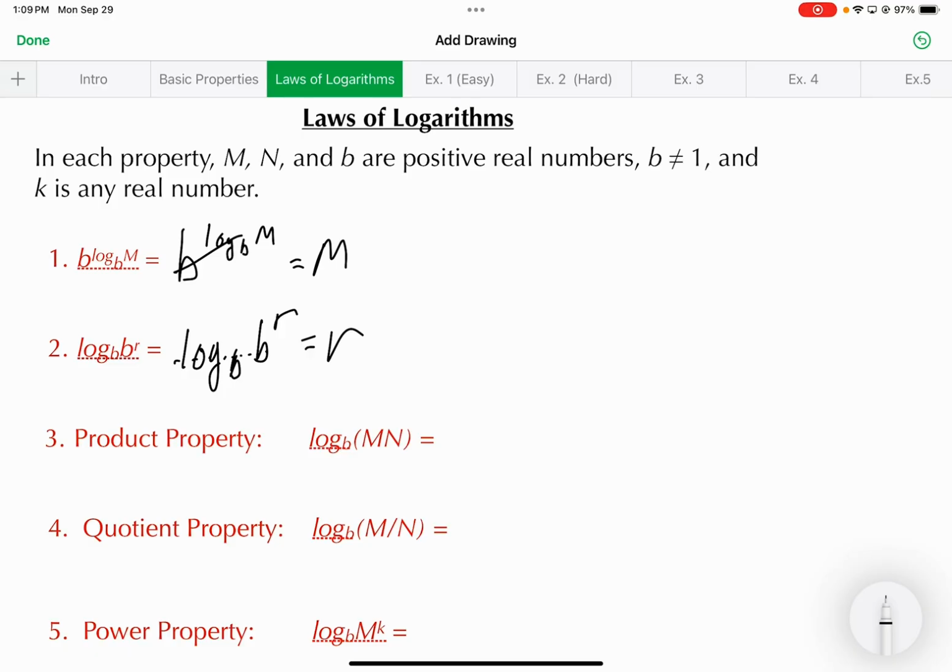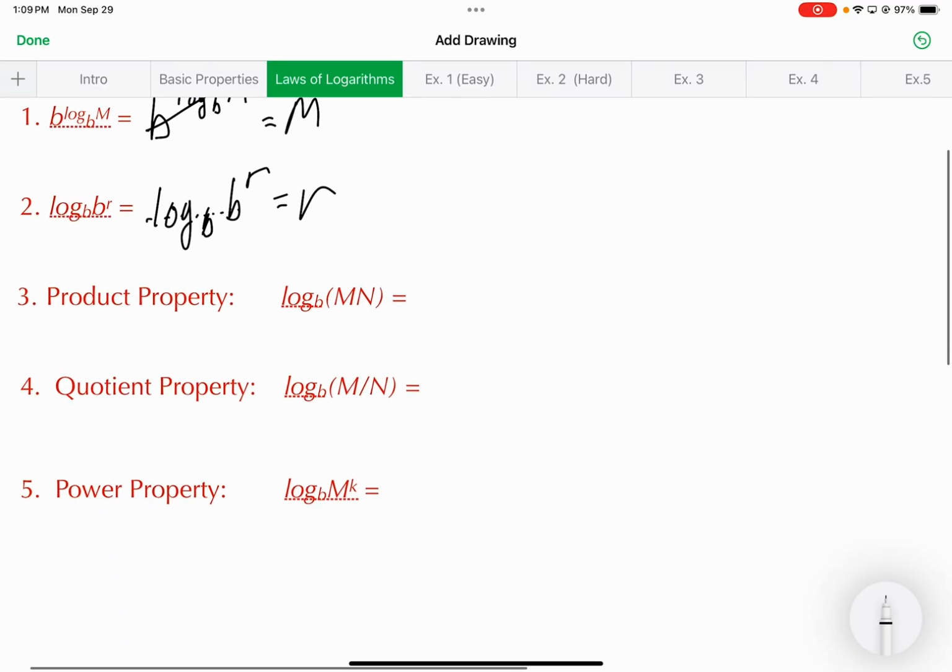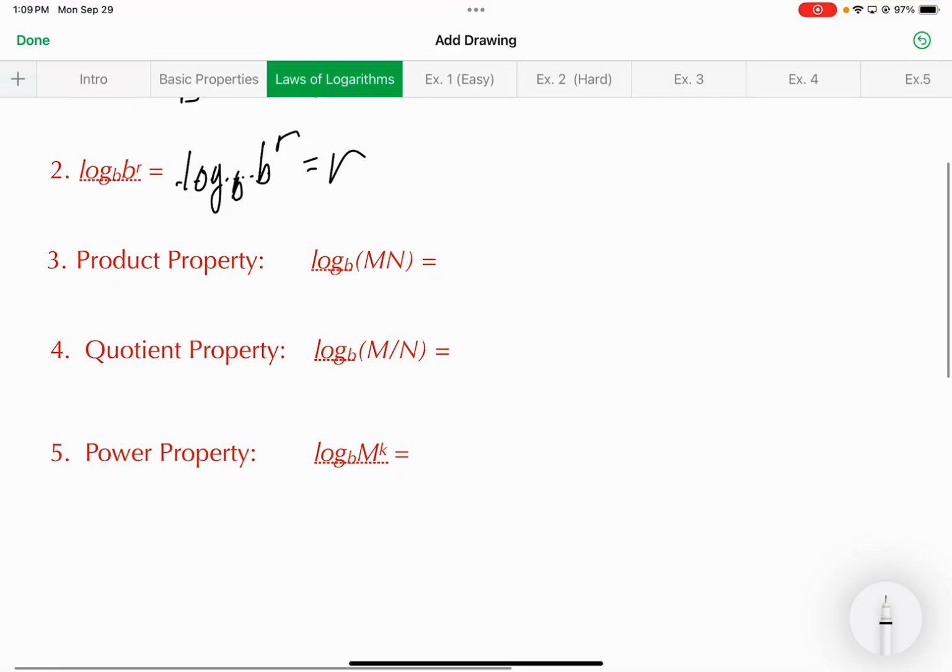Now what we have are our product, quotient, and power properties. Next year, we're going to use the product rule, the quotient rule, and the power rule with derivatives. These are kind of like the opposite properties of our exponentials, which we'll talk about as well at some point. So, log base b of m times n.